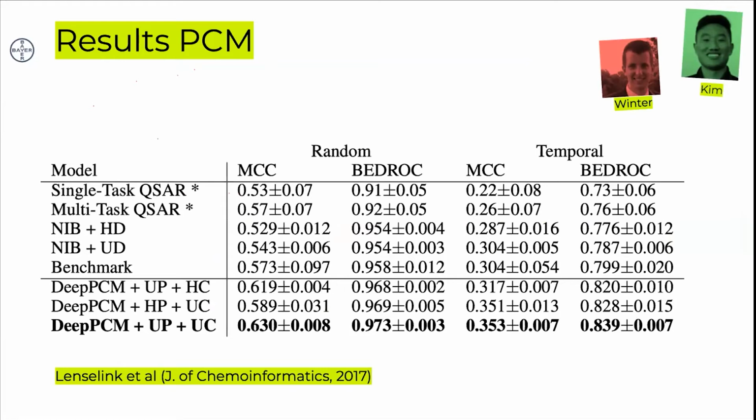So we benchmarked it against the LenselInk paper. And basically what you see is that the DPCM, that's what we called our model, deep proteochemometric modeling, performs very well. We did some kind of ablation study to understand where the strength comes from. Is it the fingerprint descriptor? Is it the protein descriptor? And what you see here is that it's best if you use our unsupervised protein descriptor and our unsupervised compound or ligand descriptor, then you achieve the best classification performance in random interpolation splits.